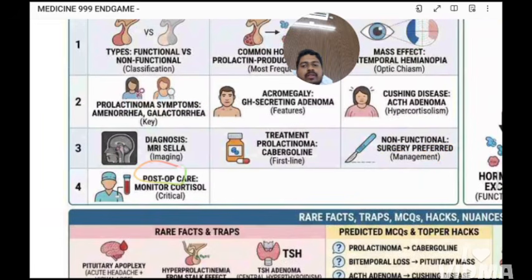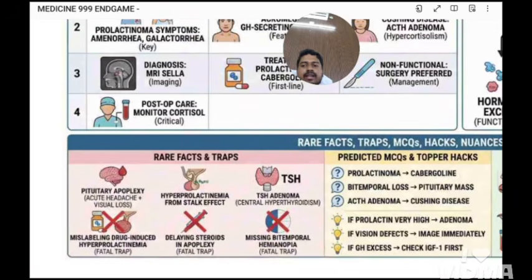and in post-op care we will monitor cortisol, because there is a tendency that the patient might go into adrenal failure, that is adrenal insufficiency. There is something known as pituitary apoplexy. Pituitary apoplexy means there can be profuse bleeding into the pituitary. Bleeding into the pituitary can cause sudden necrosis of the pituitary, and a sudden neurohormonal collapse. It will present as acute headache and visual loss. So this can be a question in exam.